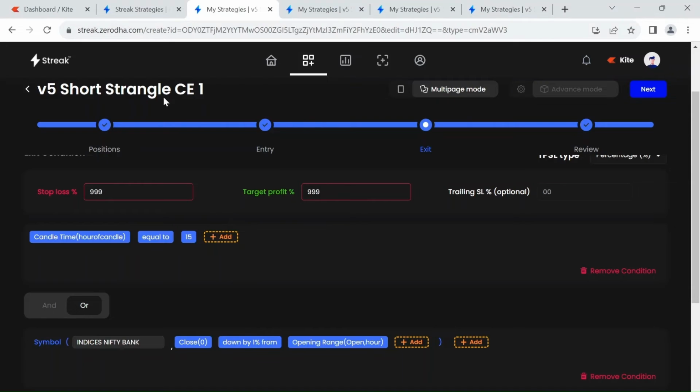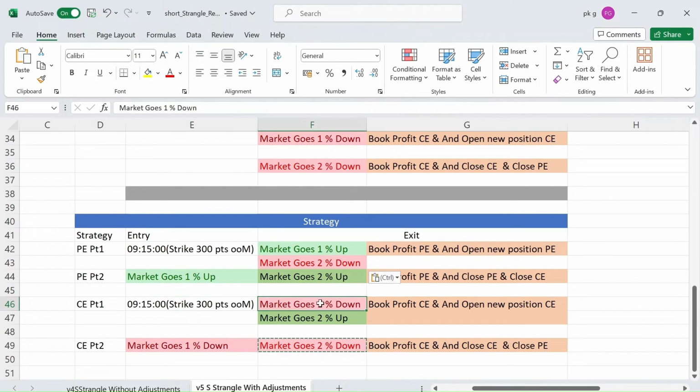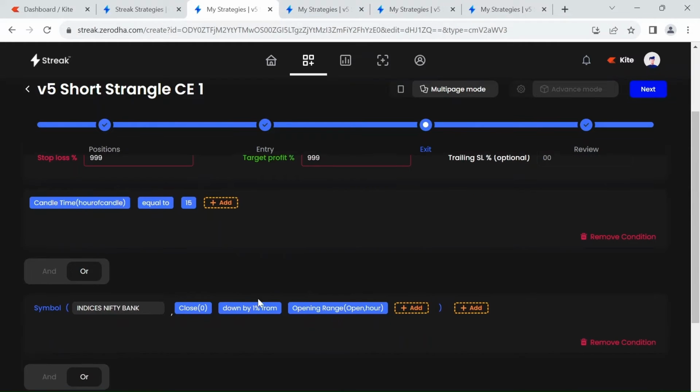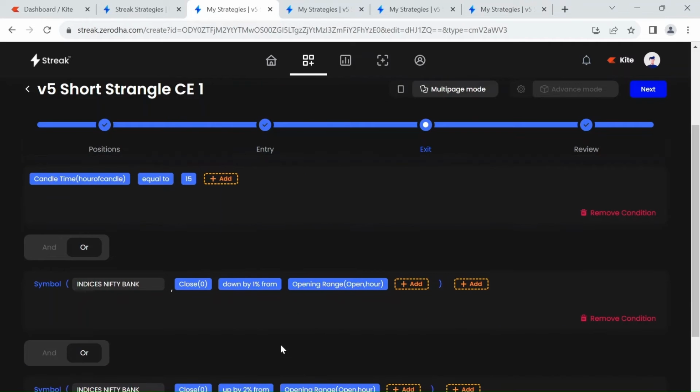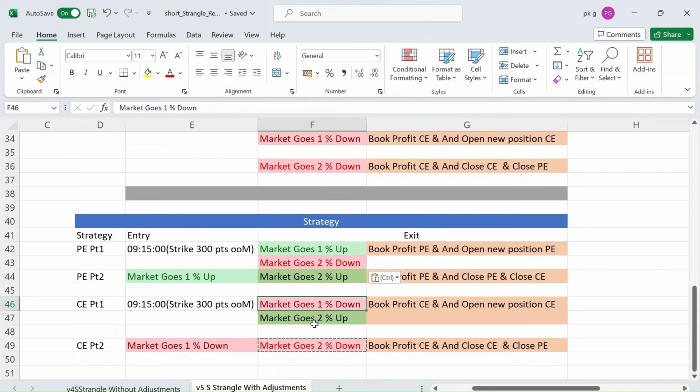we are doing CE, right? CE 1. So the market goes 1% down. I'm checking the Bank Nifty price down by 1% from opening range, field open. You can give hour or 5 minutes, anything here, that doesn't really matter. It will check the open of the day, and either that or this happens, then we have to exit the strategy.